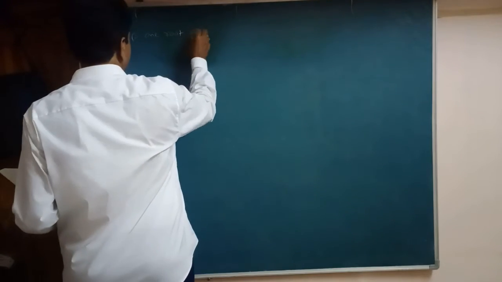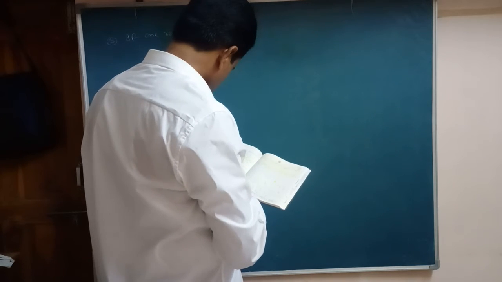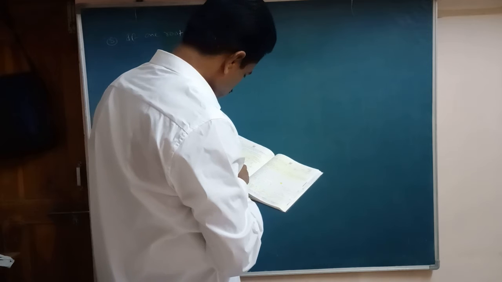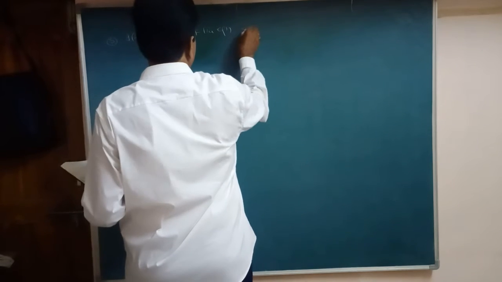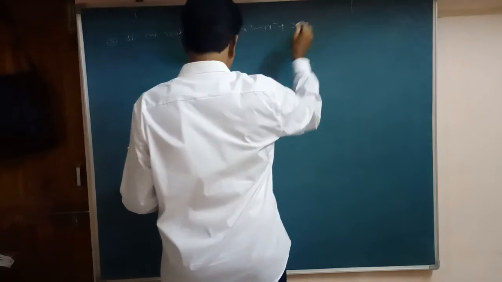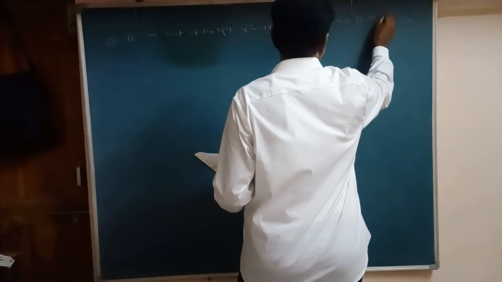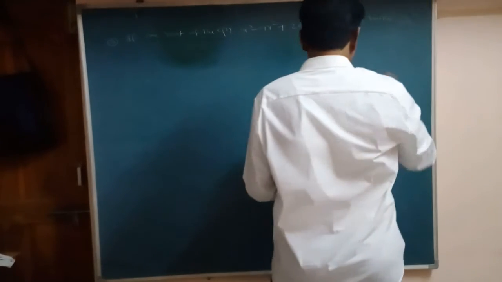Next one. If one root of the equation x cube minus 9x square plus 26x minus 24 equal 0 is twice the other.